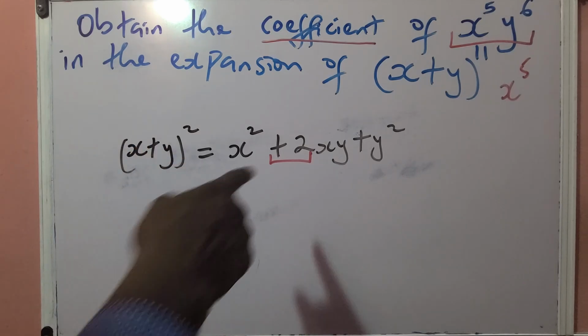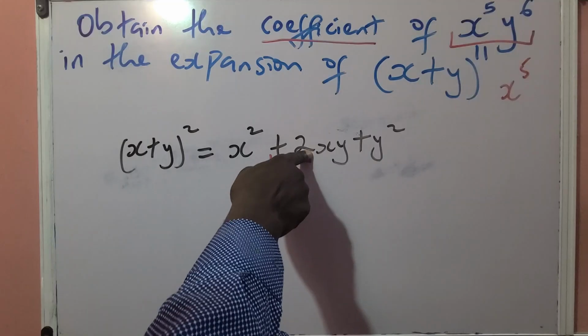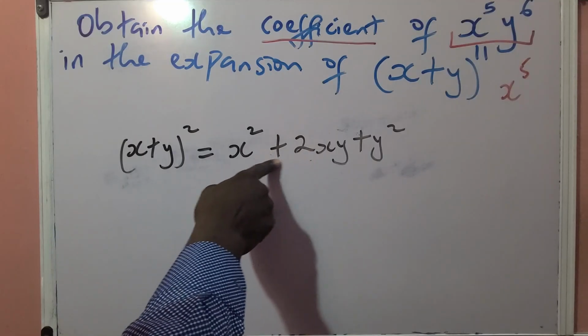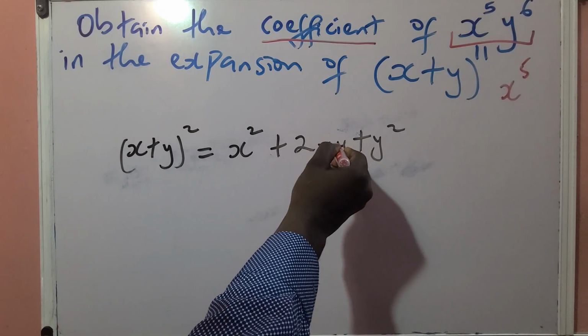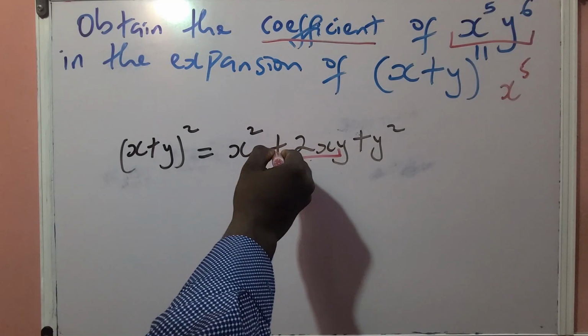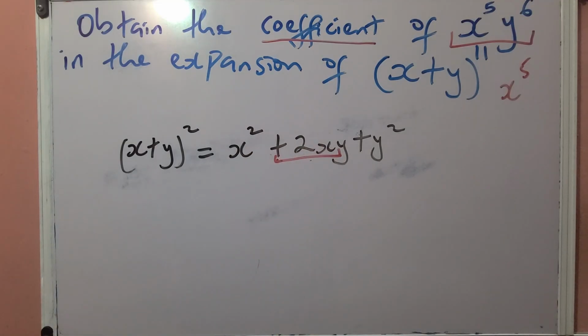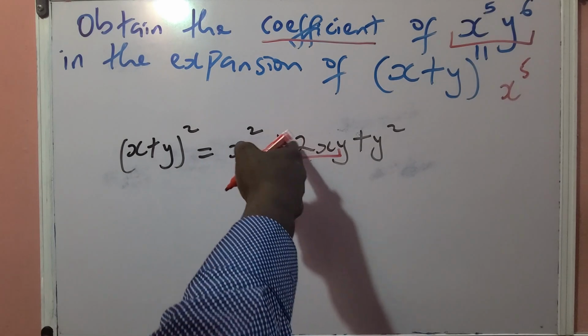So for instance, imagine you are told to find the coefficient of y. The coefficient of y will be 2x. That will be the coefficient of y if that was a question. And if the question was to find the coefficient of x, the coefficient of x will be everything close to x apart from x. So in this case, the coefficient of x will be 2y.